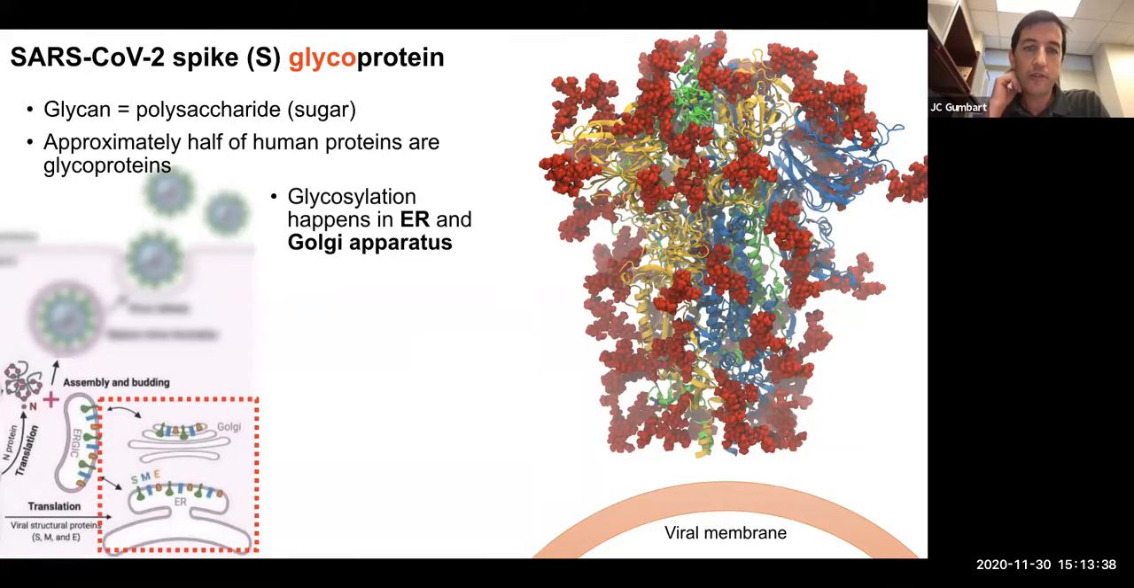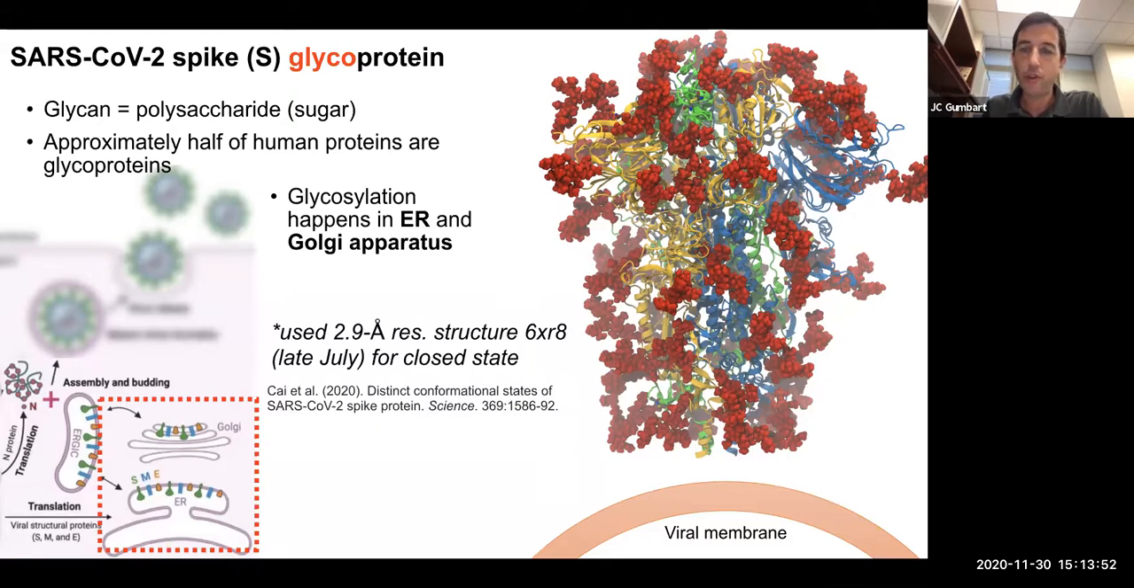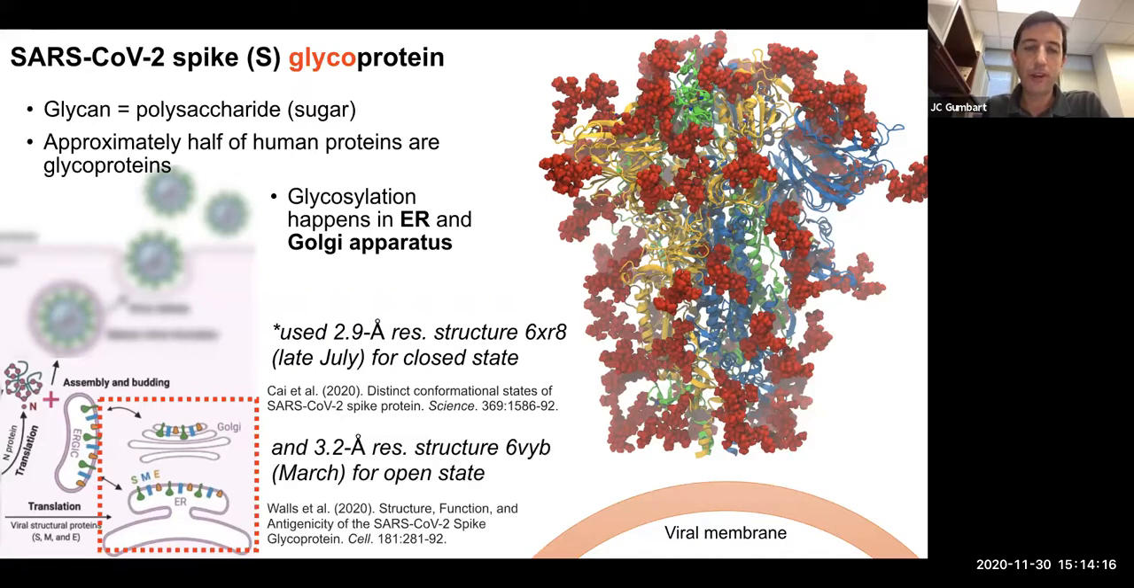Okay, so this process of glycosylation is actually a post-translational modification. It happens in the endoplasmic reticulum and in the Golgi apparatus of the host cell. And just for reference, there are a lot of structures of spike protein that have been solved. For the closed state, we're using one of the later structures, PDB code 6XR8. We're using that one in particular because it resolves some features that were missing in previous structures. For the open state that I'll show in a bit, we're using an earlier one, 6VYB.